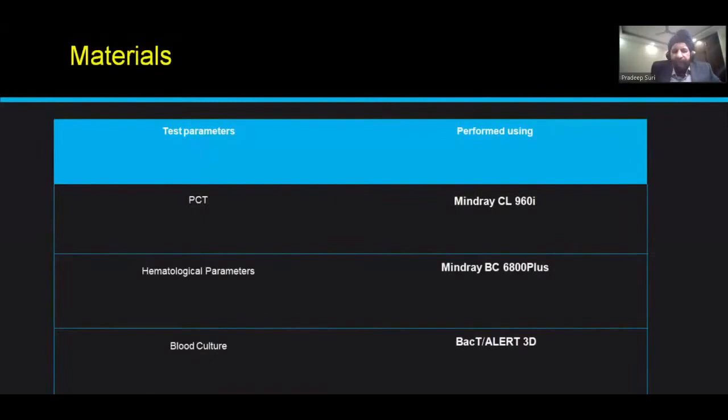So what we did was we did the serum procalcitonin for all our patients using the Mindray chemiluminescent CL-960i analyzer. All the hematology parameters were done on the hematology analyzer BC-6800 Plus. And the blood culture was done for each of the patients enrolled in the study using BACT/ALERT 3D from bioMérieux, France.